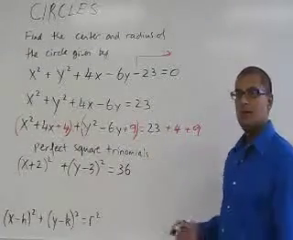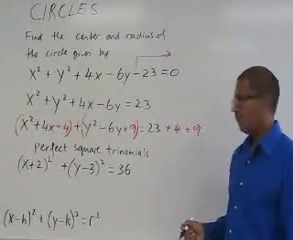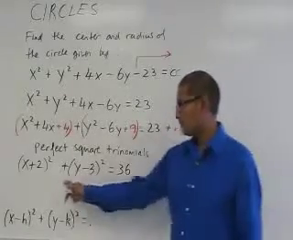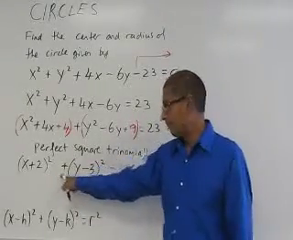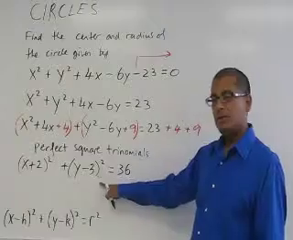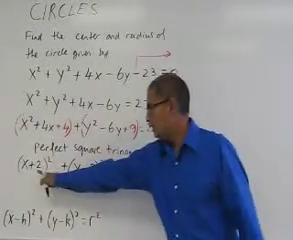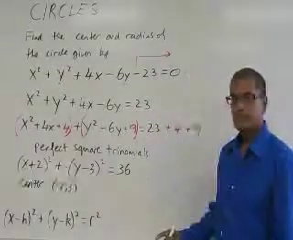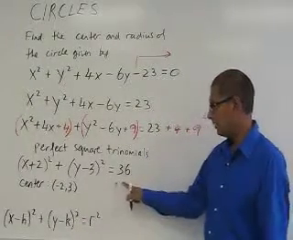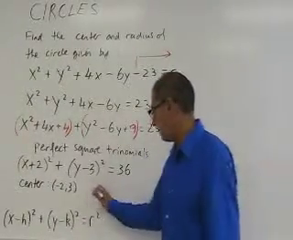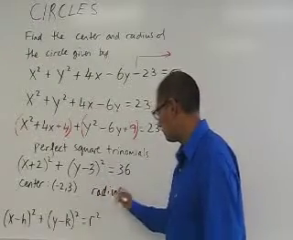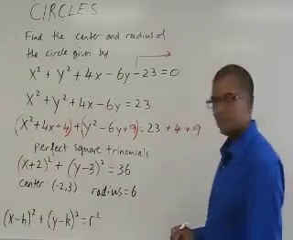So now I can read off my center and radius right from this equation. So my equation of my circle is (x plus 2) squared plus (y minus 3) squared equals 36. And my center is going to be negative 2, 3. And my radius is going to be the square root of 36. So my radius is going to be equal to 6.